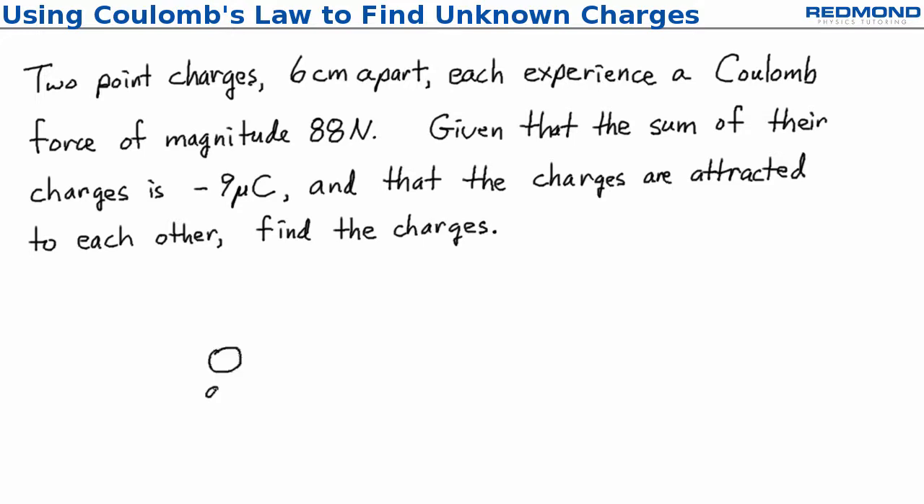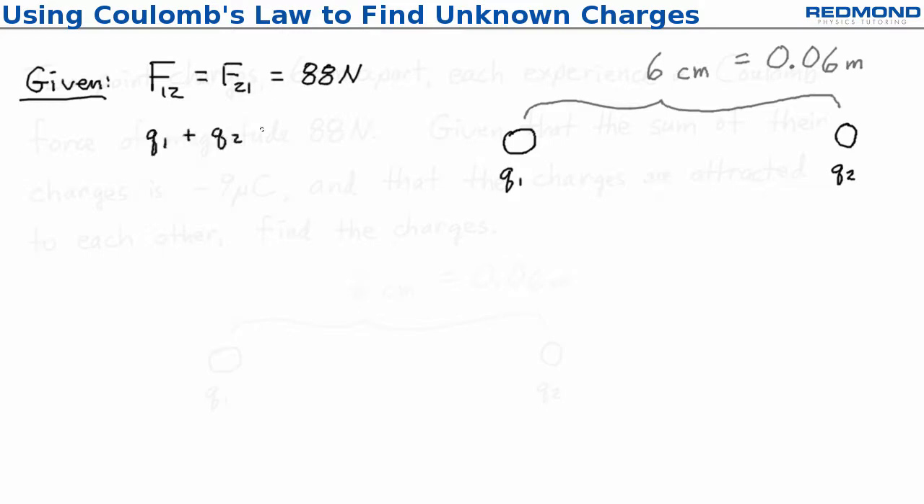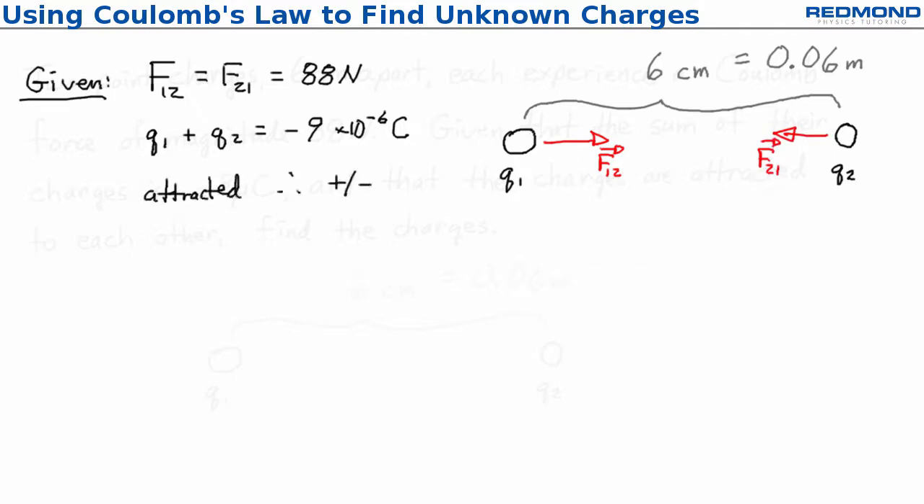Now, I always sketch it out and identify what's given and what's unknown, so I'll start by drawing the point charges, Q1 and Q2, and show that they're 6 centimeters apart. I'm not going to show the sign, positive or negative, of each charge yet. I'll add that soon. Alright, what's given? The Coulomb force magnitude is 88 newtons, and the charges add up to -9 microcoulombs. Since the charges are attracted to each other, they must have opposite signs. I'll arbitrarily choose Q1 negative and Q2 positive. What do I have to find? I have to find Q1 and Q2.